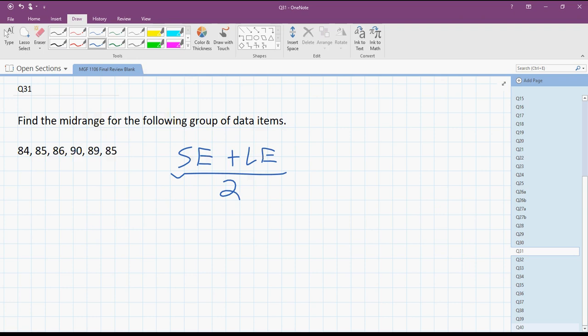I mean, hopefully we could use a little bit of common sense, and we look up here. Oh, 84 is the smallest, plus 90 is our largest. All we have to do is add those two numbers and divide by 2. And what do we get?